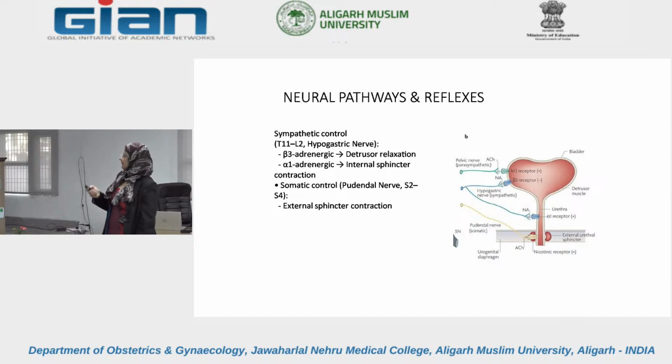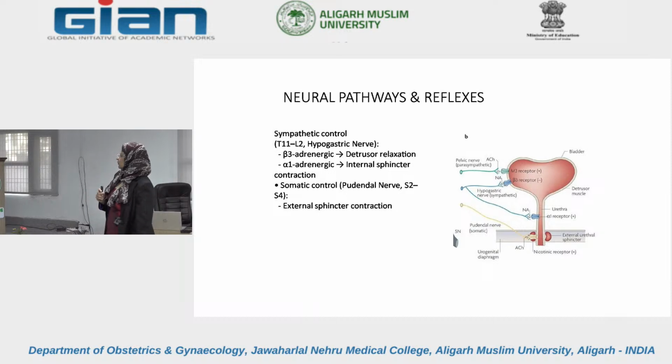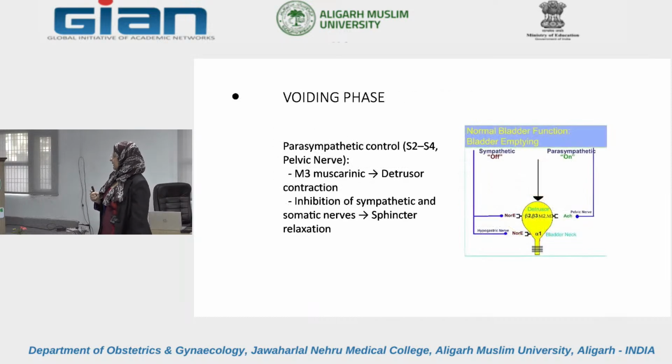So all these are levels of various receptors which act in the blood pathway. So voiding phase is parasympathetic. Remember P for passage, and then you will remember it is parasympathetic. The level is S2 to S4. M3 muscarinic receptors cause detrusor contraction, and inhibition of sympathetic and somatic nerve causes sphincter relaxation.